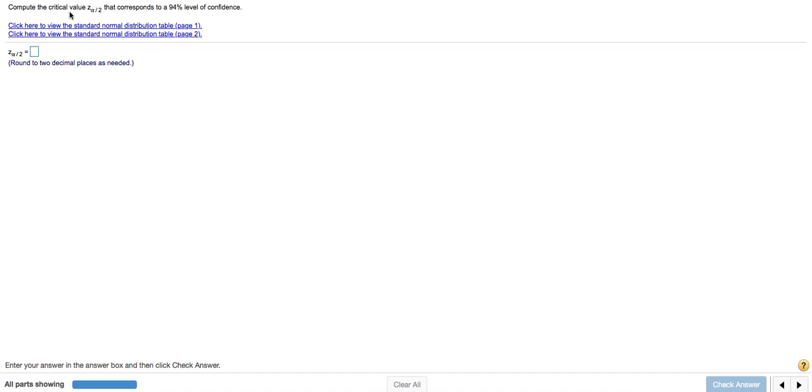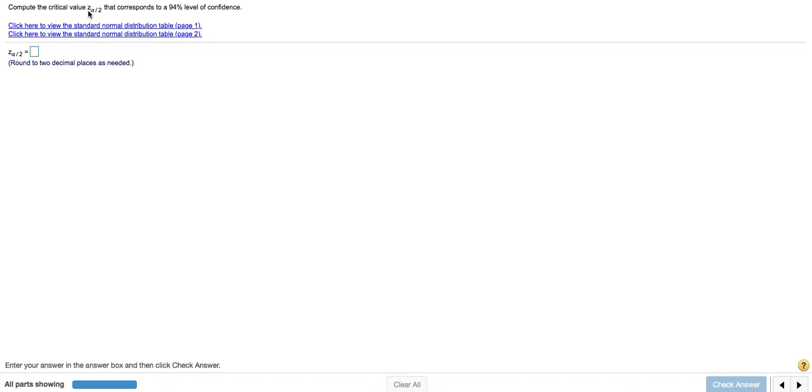Let's compute the critical value z of alpha over 2 that corresponds to a 94% level of confidence. So this question is asking you to do it using tables, but fortunately you can use StatCrunch to get the answer pretty quickly. So what I'm going to do is show you the StatCrunch way first because it's very fast, but then I'll talk about how you can use these tables at the end of the video.